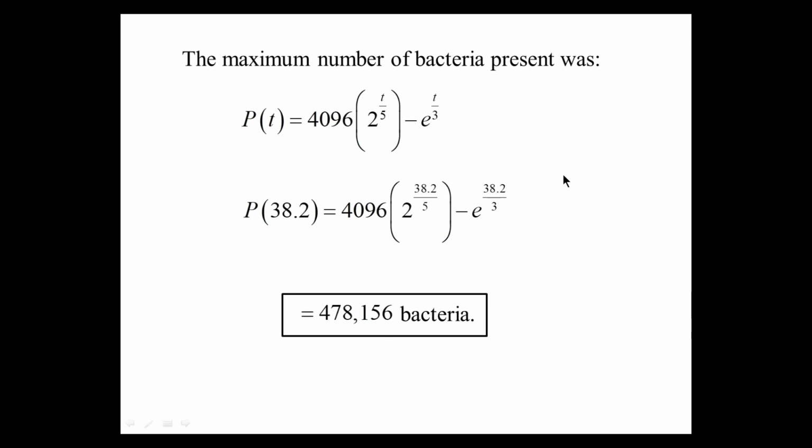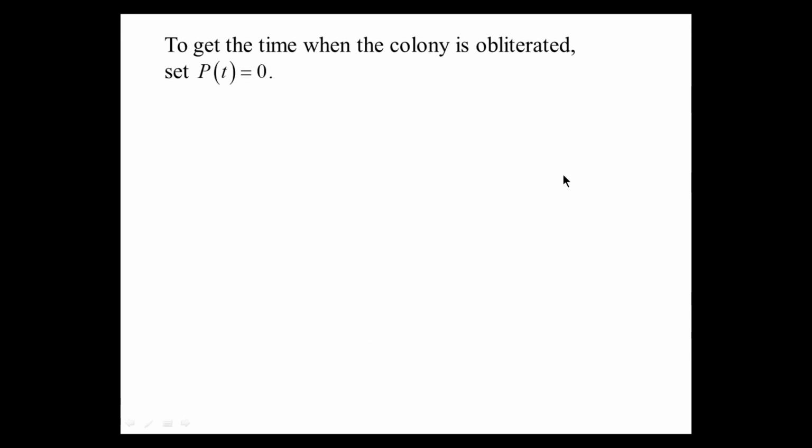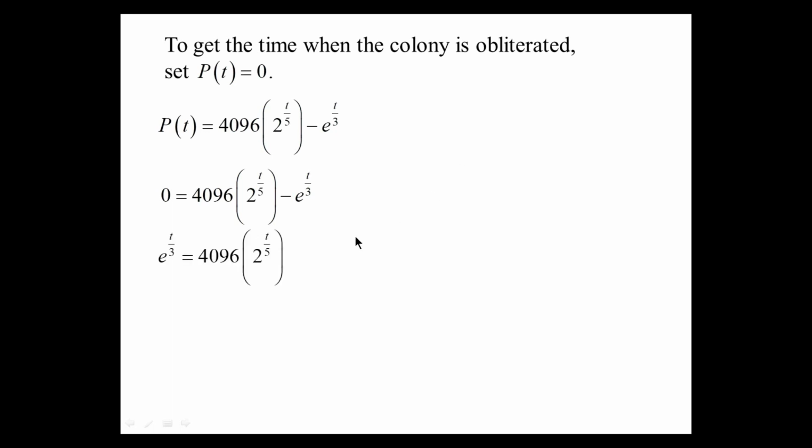Now the question is, how long before they're all gone? To find out how long it is before the entire colony is obliterated, we'll take the function and set that P of t equal to 0. There's our function, and set it equal to 0. Here we got the 2 terms, so drag the -1 across, and we're starting to learn that when you see t in an exponent like this, we'll take ln of both sides. So ln of the left is just t over 3.